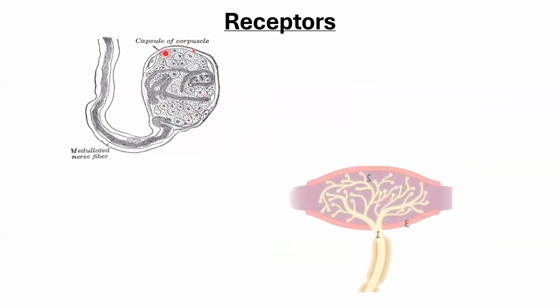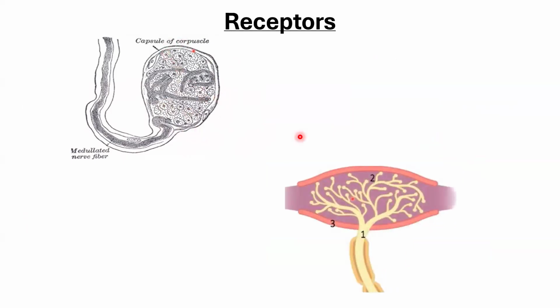Maybe to wrap it up, you can appreciate the Krause end bulb, encapsulated, for cold. We can appreciate the Ruffini, it's encapsulated. Maybe at your own time, name what is one, a free nerve ending, what is two, the name of that fluid found there, and what is three, the name of the capsule. So name the three parts of the Ruffini. Maybe in the comment section, let me know the parts of the Ruffini.